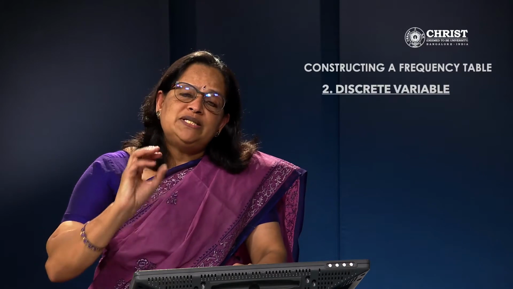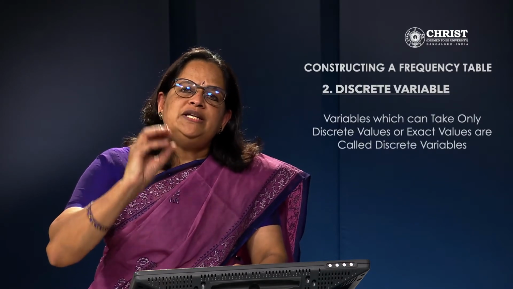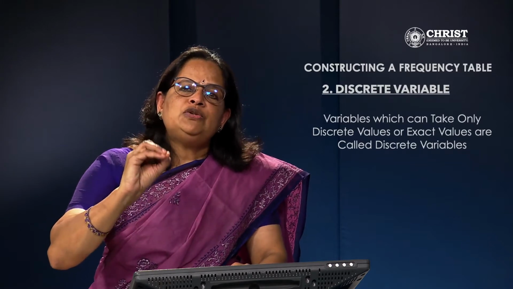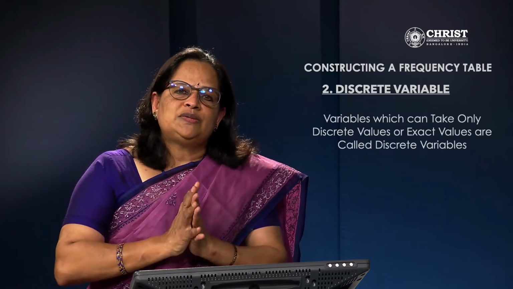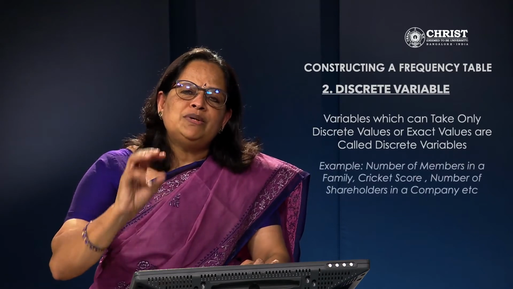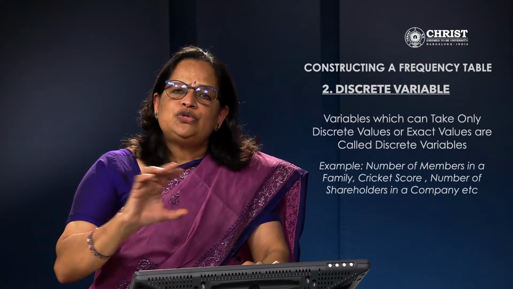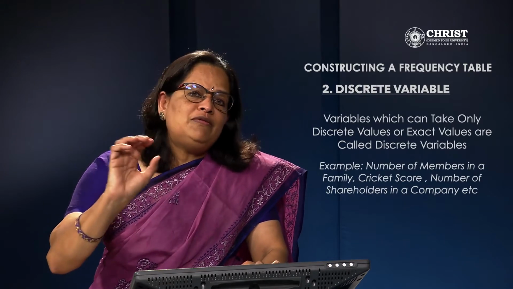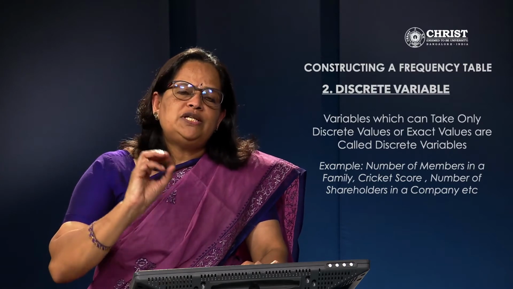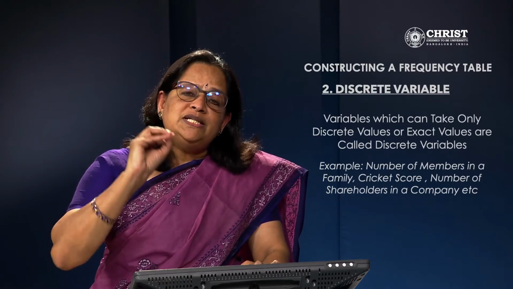Now what do you mean by discrete variable? A discrete variable can take only discrete or exact values. You cannot have decimal values for this. For example, number of members in the family: 1, 2, 3, 4. There is no question of any decimal values here. The cricket score has no decimal values. Number of shareholders in a company has no decimal values. That means it is a discrete variable.